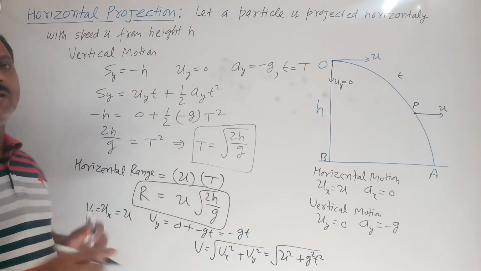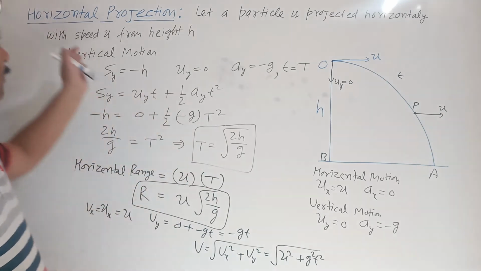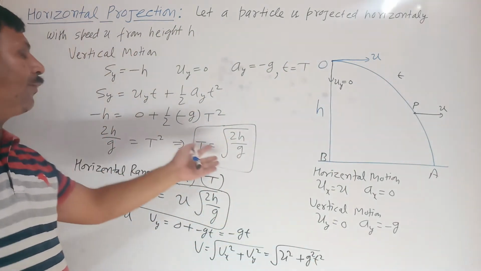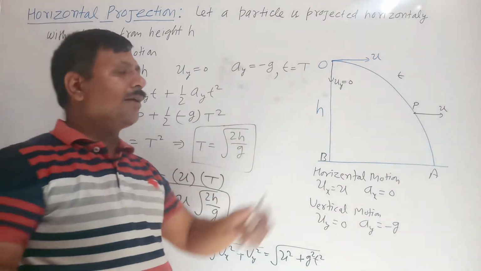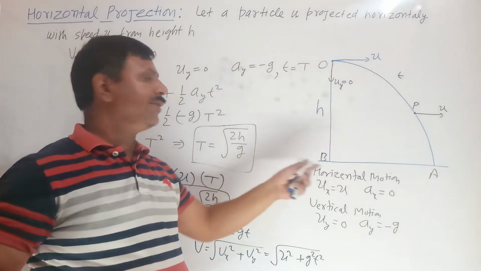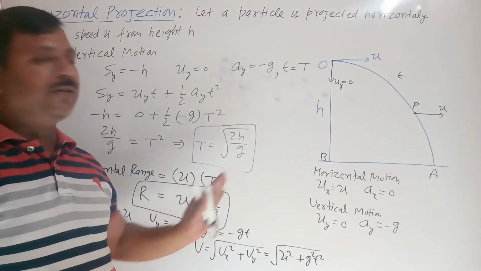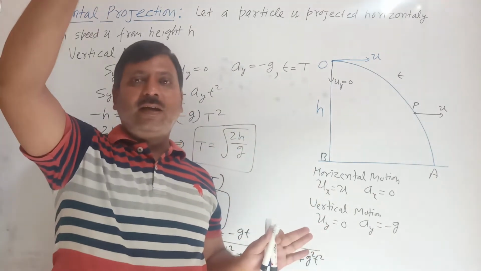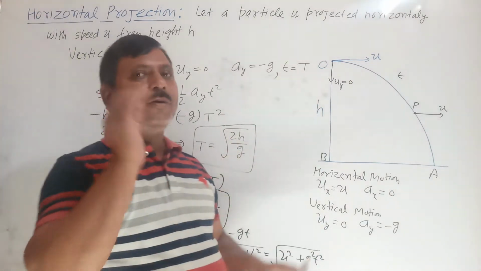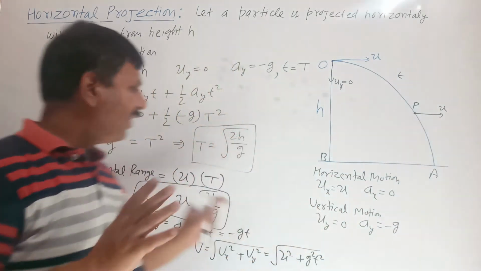So this is the horizontal projection. If a body is projected horizontally, you have to take the vertical motion and you can find the time of flight. Also, if a body is falling from height h, it will take time t equal to under root 2h upon g. It will behave the same. A body falling from height h, or a body projected horizontally with velocity u, will also take the same time.